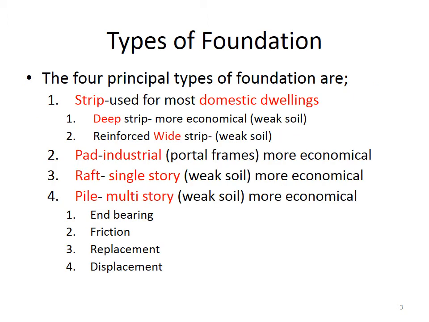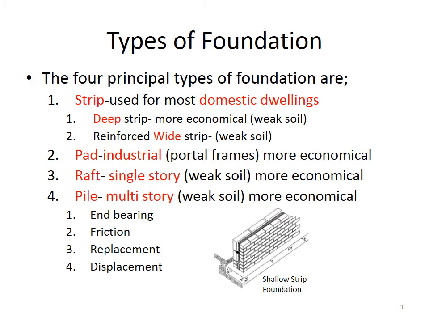Types of foundation. The 4 principal types of foundation are: number 1, the strip foundation. This is used for most domestic dwellings. We can see an image of it there in the bottom right hand corner. Also sometimes called a shallow strip foundation. Its minimum thickness, as we know from the previous lesson, is 200, as stated in the technical guidance documents Part A, but the standard thickness of the foundation is usually 300 millimeters.